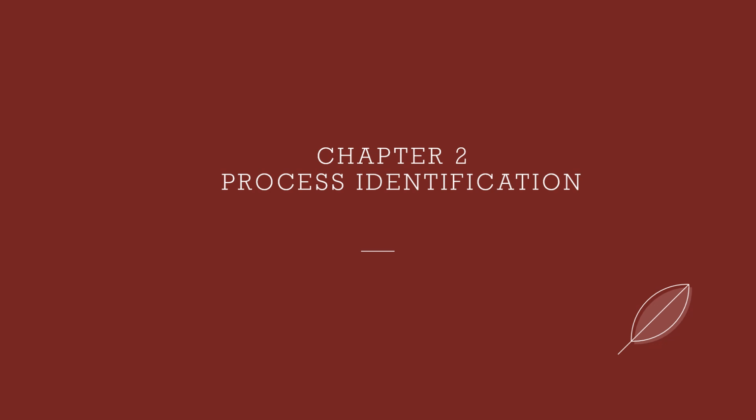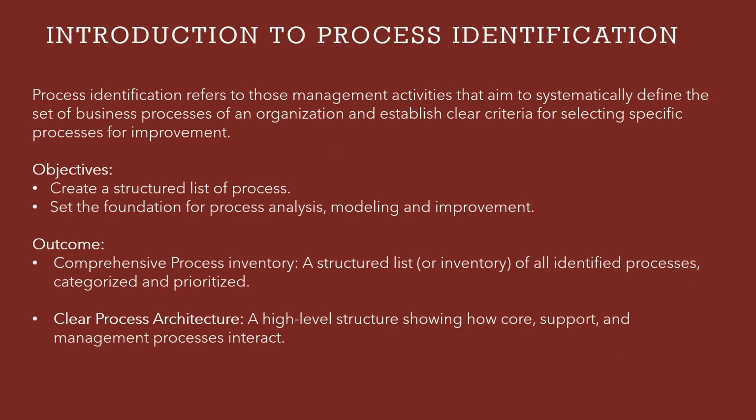Chapter 2: Process Identification. Introduction to process identification. Process identification refers to those management activities that aim to systematically define the set of business processes of an organization and establish clear criteria for selecting specific processes for improvement.